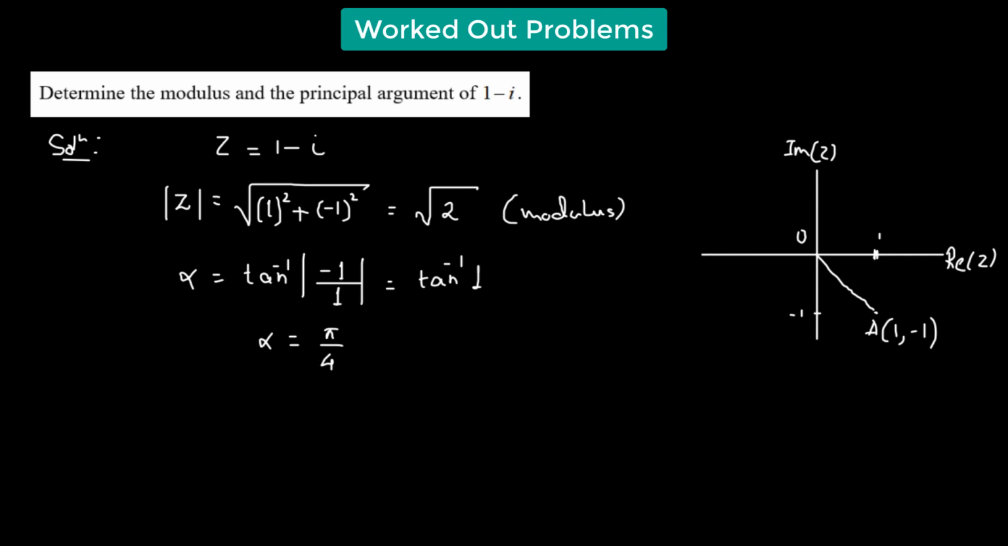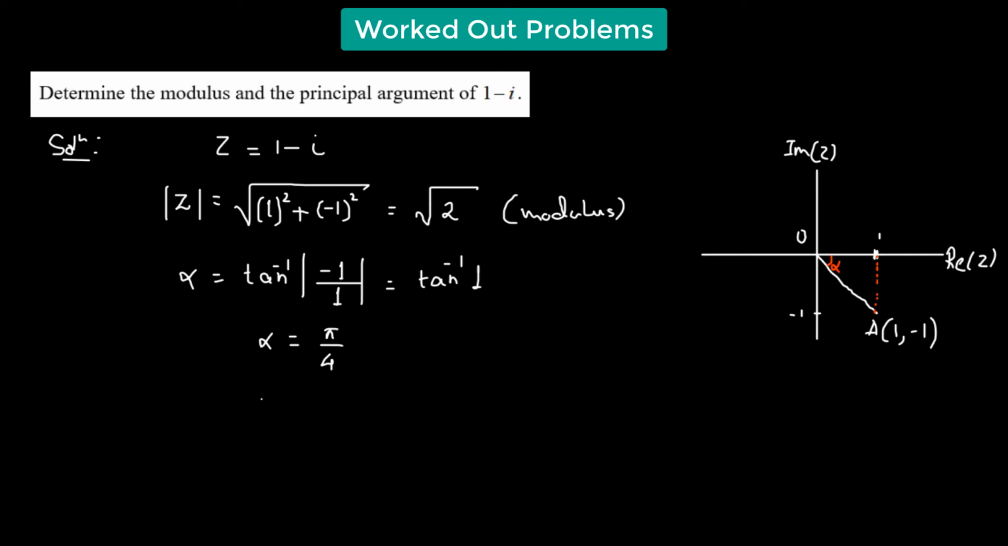Now in order to find out the acute angle, we have to drop a perpendicular, and the perpendicular is dropped from the point A on the real axis. It's always drawn on the real axis, it's not going to be drawn on the imaginary axis. That way we'll be able to find out the value of the acute angle alpha. Now clearly we see that our alpha is π/4. This is an acute angle.